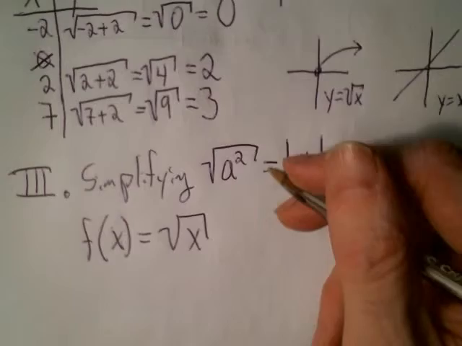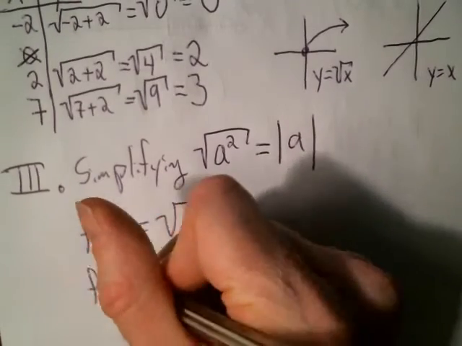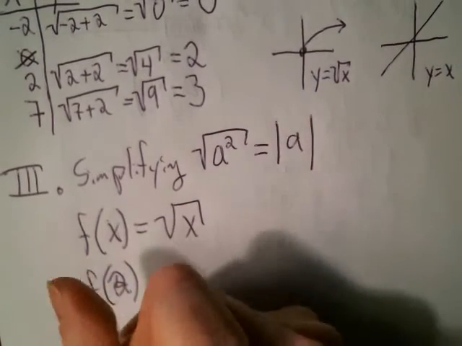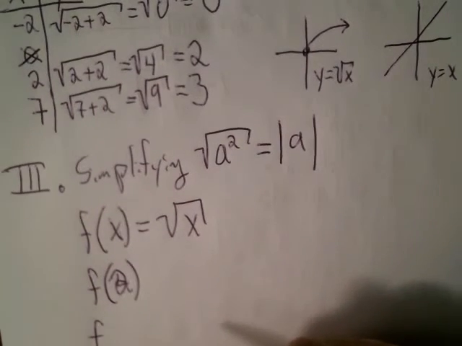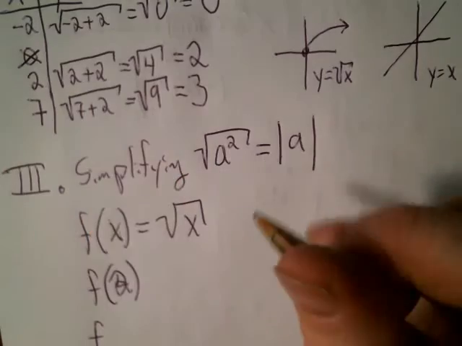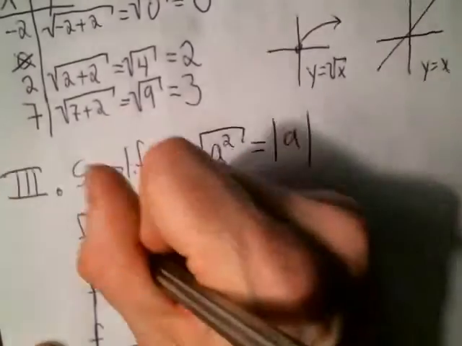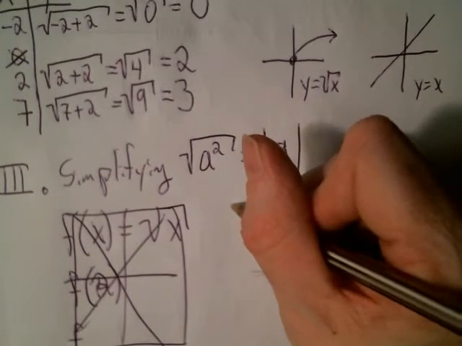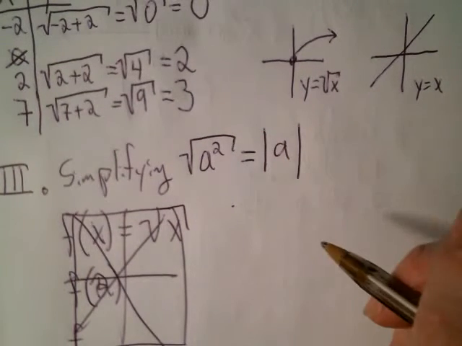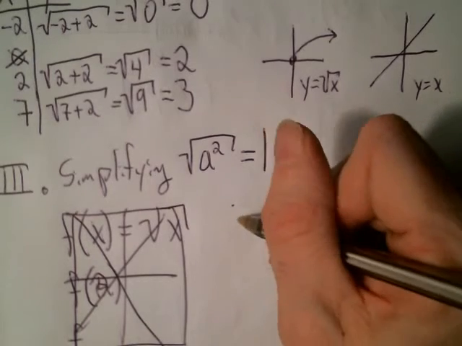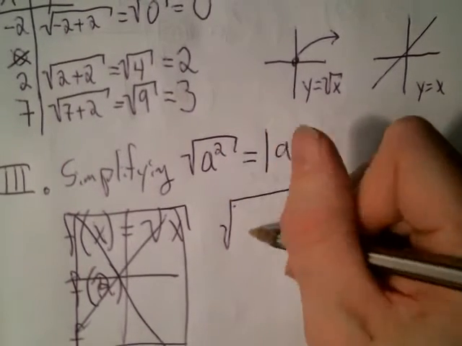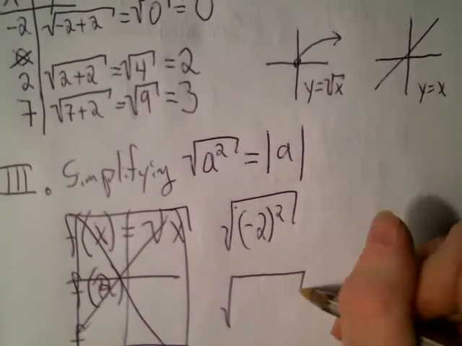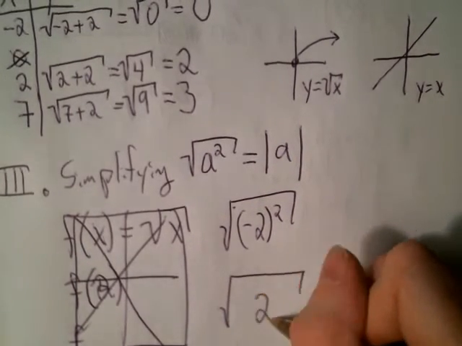Okay, we want to consider then f of 2 and f of... let's go, sorry, scratch that. Let's consider rather this other guy. Well, just some examples, right? So let's consider the square root of -2 squared versus the square root of 2 squared.